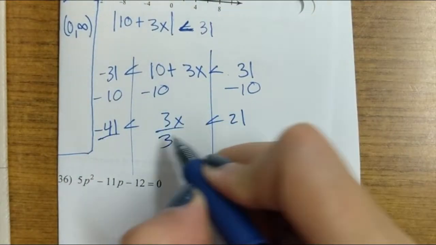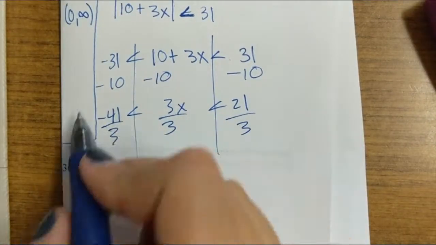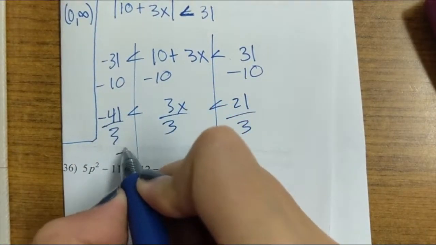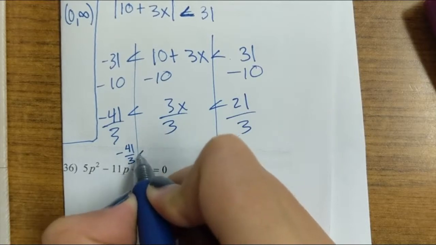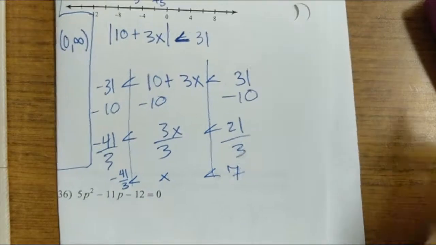Divide all parts by 3. This fraction does not reduce, so just leave it as negative 41 over 3 is less than x is less than, and that is 7.